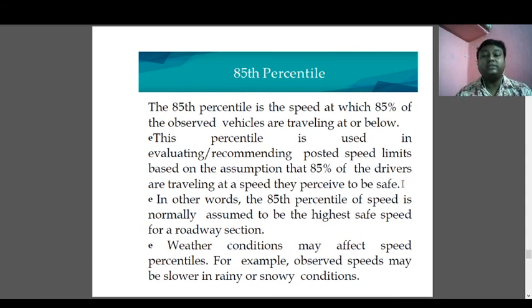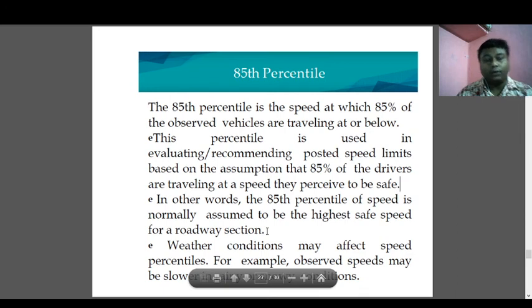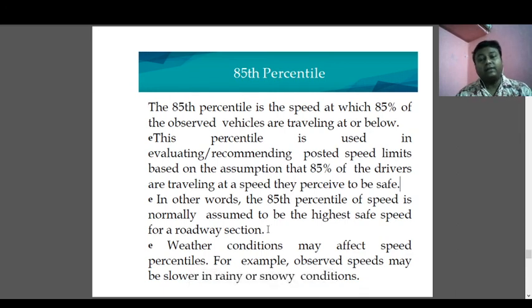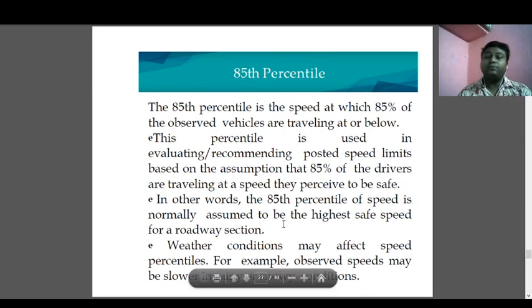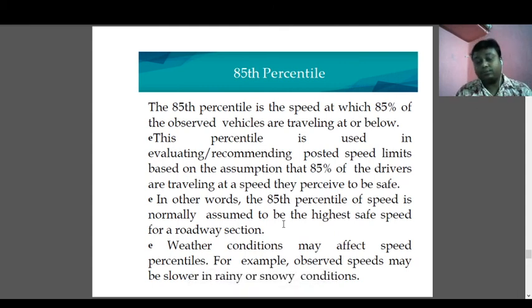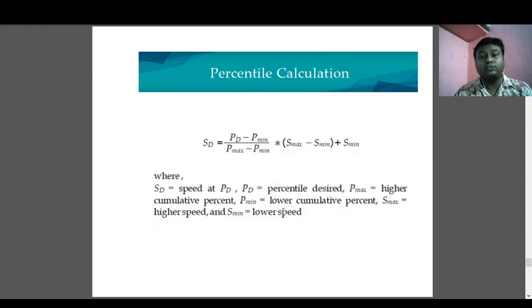Okay, so these are the things we have already discussed. Suppose this is the posted speed limit at various locations of the road. In other words, the 85th percentile speed is normally assumed to be the highest safe speed for a roadway section. I have already mentioned that for ease of calculation, the 85th percentile is assumed to be the highest safe speed, but as per IRC guideline, a 98th percentile speed is suggested. Weather conditions may also affect the speed percentile; for example, observed speed may be slower in rain and snowy conditions.